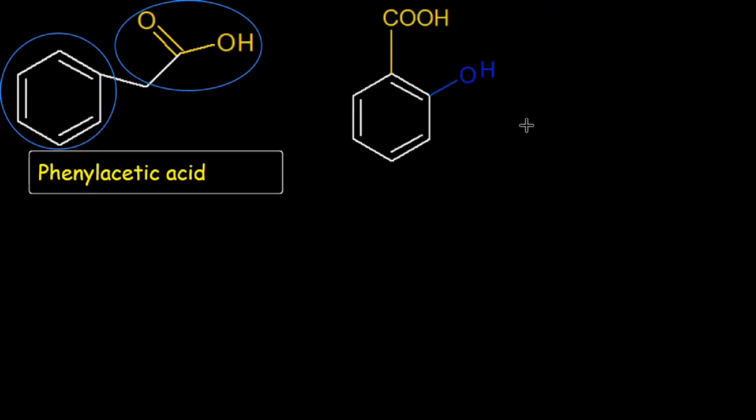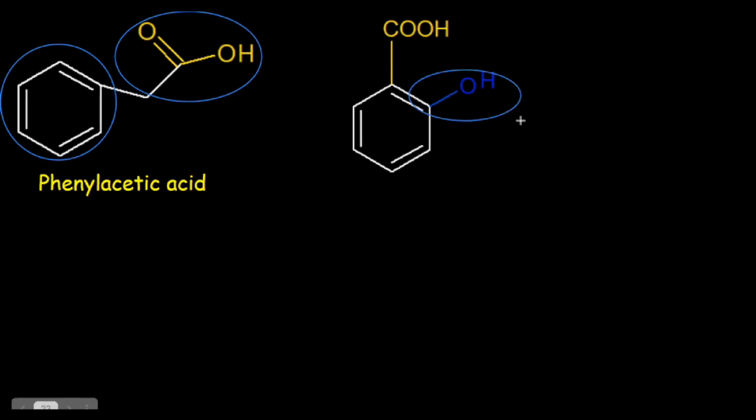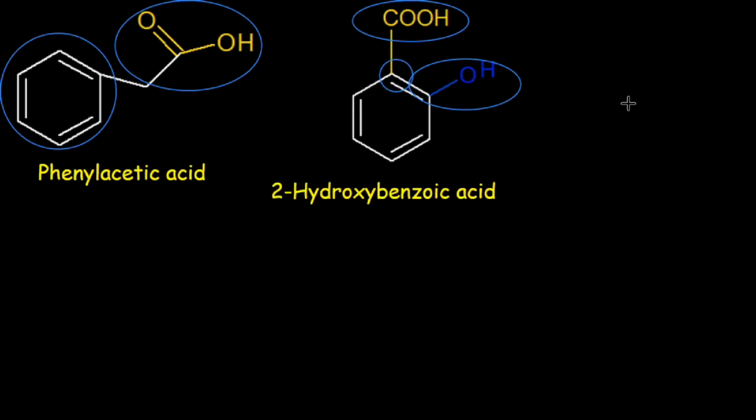Here, the benzoic acid contains a hydroxy functionality at the ortho position, or at the second position. As carboxylic acids have higher priority than alcoholic functionalities, the carbon attached with the carboxylic acid would be number 1 and the next carbon would be number 2. So the OH functionality is present at the second position. So the name of the molecule would be 2-hydroxybenzoic acid.